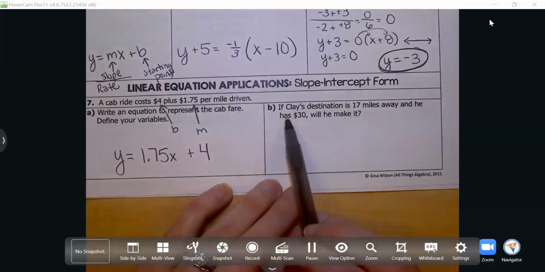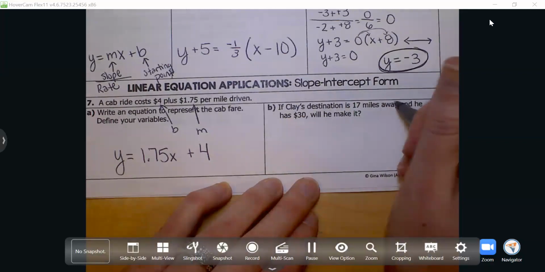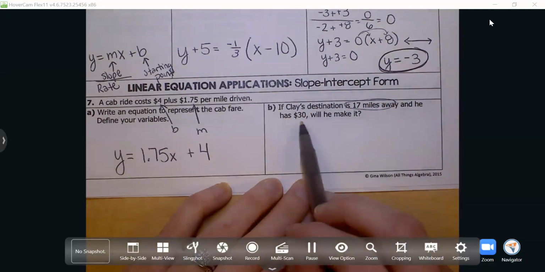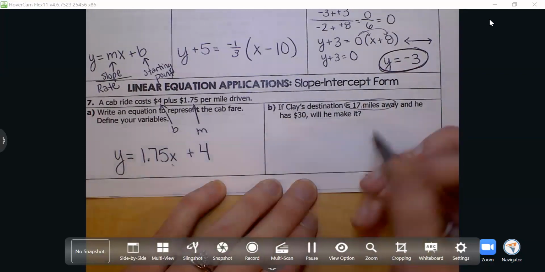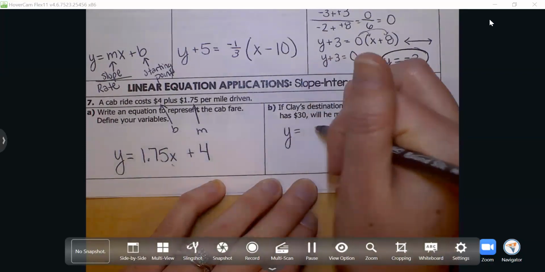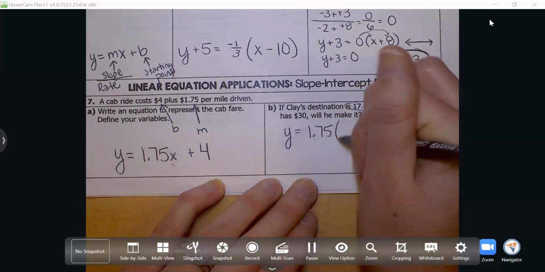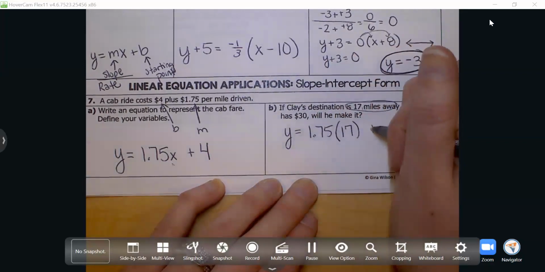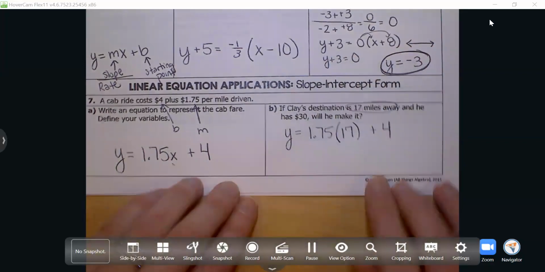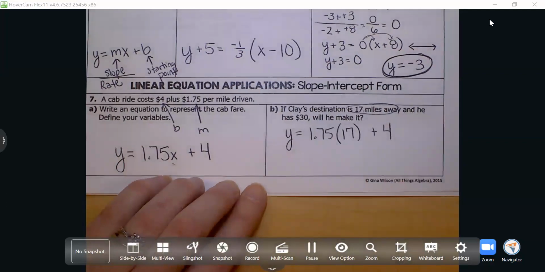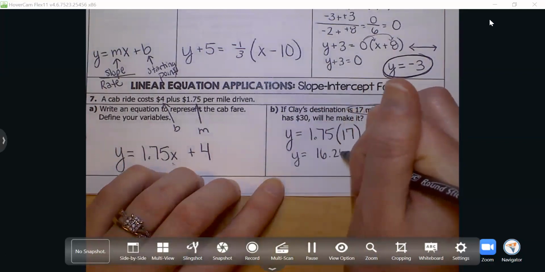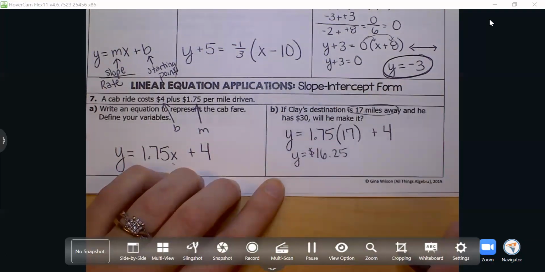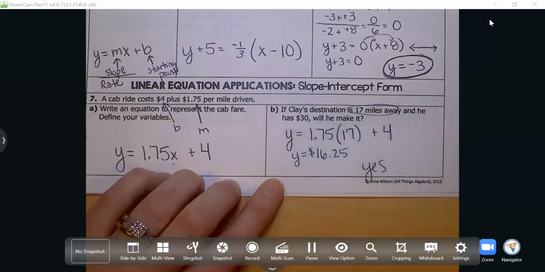So then when it asks if his destination is 17 miles away and he has $30, will he make it? Well, let's see what 17 miles gives us. y equals 1.75 times 17 plus 4. If I type that in my calculator, I get y equals $16.25. So yes, he will make it on $30.